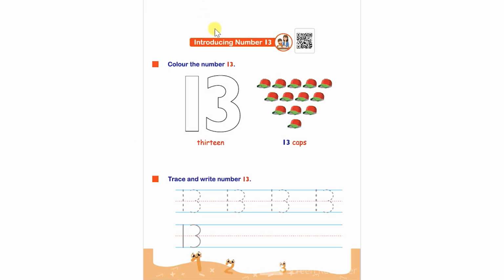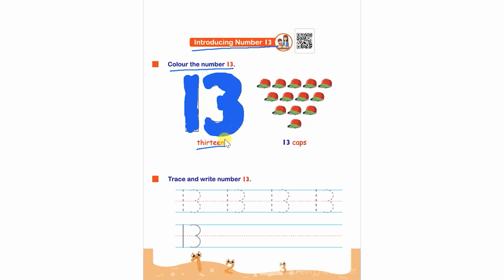In this worksheet, the topic is introducing number 13. Color the number 13. So here the child has to color the number 13 first of all, like this. They can use crayons or pencil colors for doing the same. After that, please emphasize them on reading the number 13, on reading the word 13 over here, and then on looking at the 13 caps that are given over here. This will help them visualize the number 13.